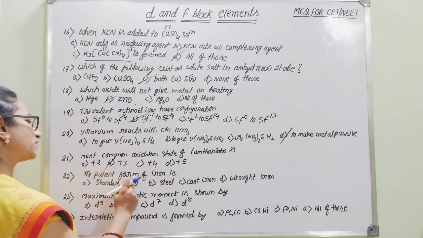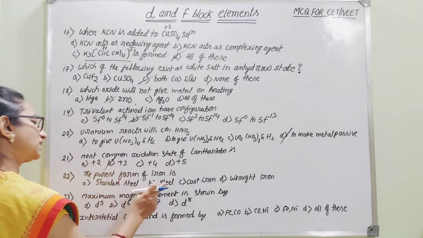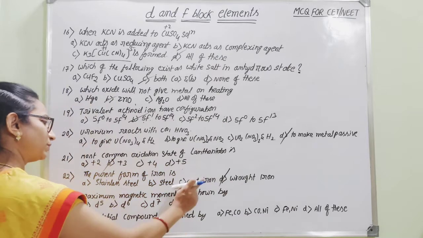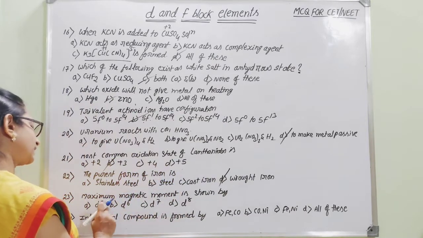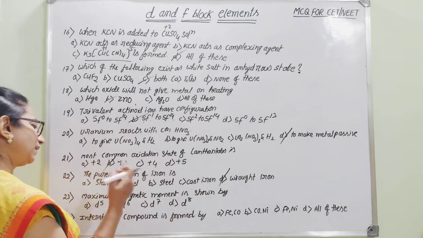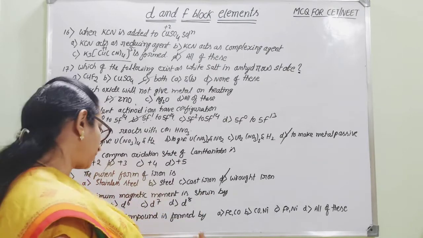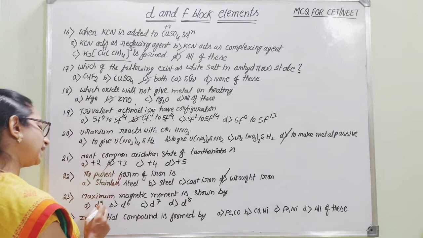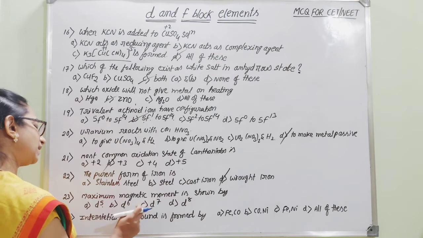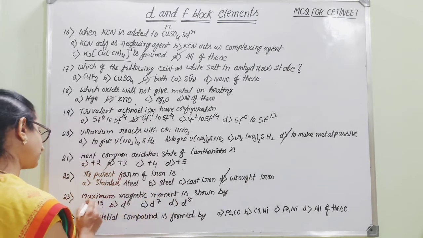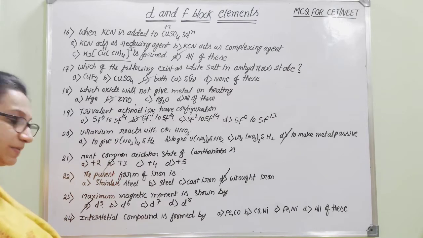Next question. The purest form of iron: stainless steel, steel, cast iron, or wrought iron. You should remember that wrought iron is the purest form of iron. Next, maximum magnetic moment is shown by: the higher the number of unpaired electrons, the more the magnetic moment. Among these, which will have more unpaired electrons? That is 3d5, because it contains 5 unpaired electrons. But in the other case, the number of unpaired electrons gets reduced because of pairing of electrons. Therefore, option A is the right answer.